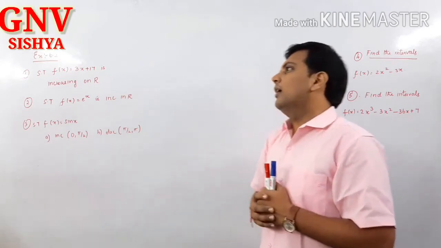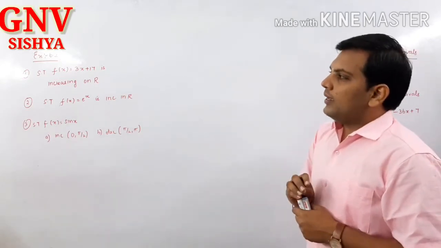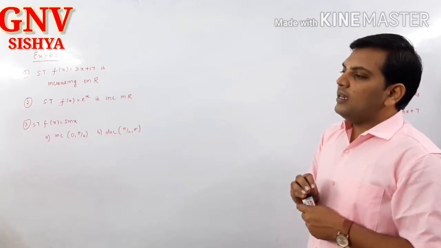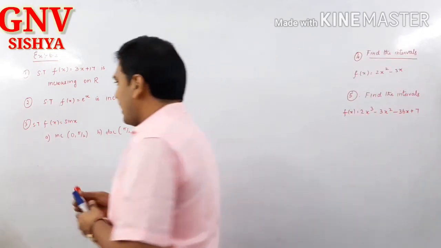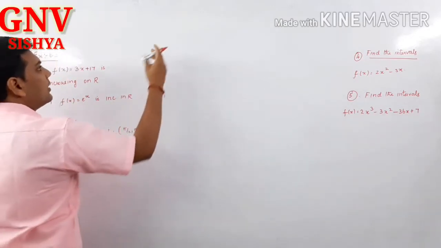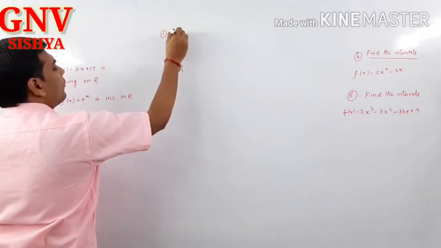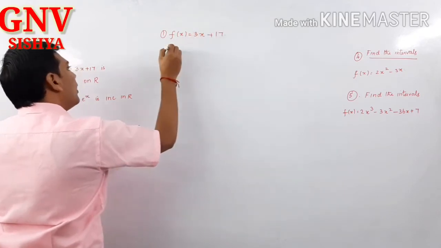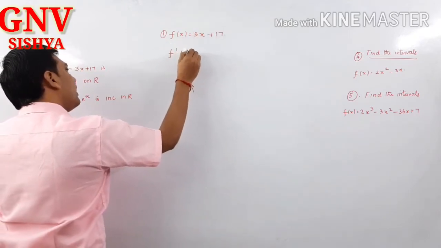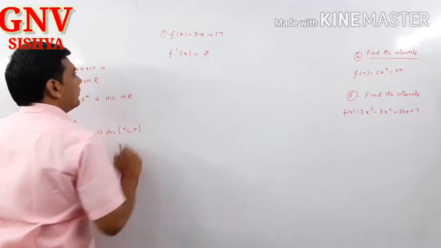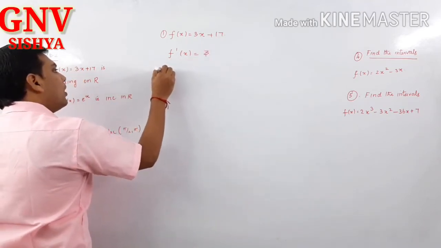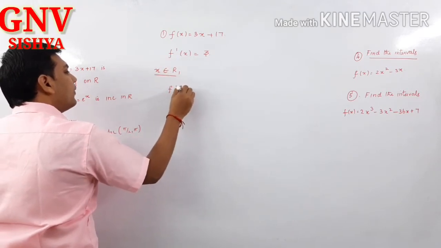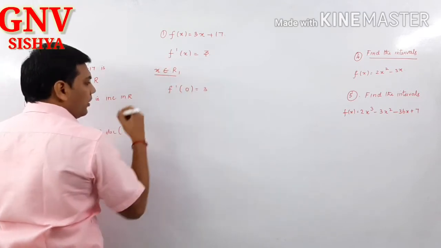Listen carefully. Exercise 6.2, question number 1. Show that f of x equals 3x plus 17 is increasing on all real numbers. As I have said, a function is given: f of x equals 3x plus 17. Now I am differentiating that function. I will get 3. Yes. Now x belongs to the real numbers, they have said. So for any real number, for example, if I substitute 0, then also it will be 3.